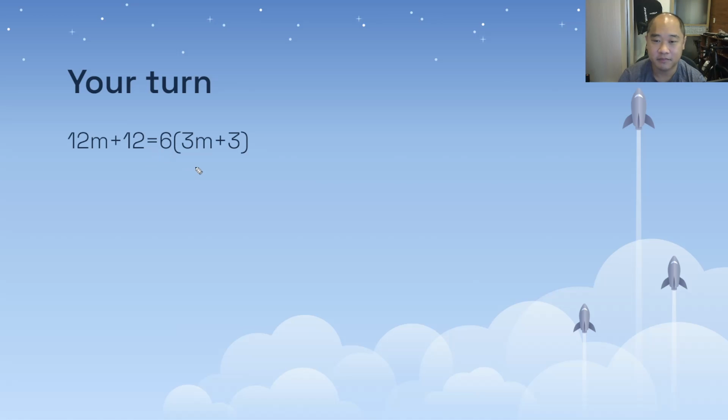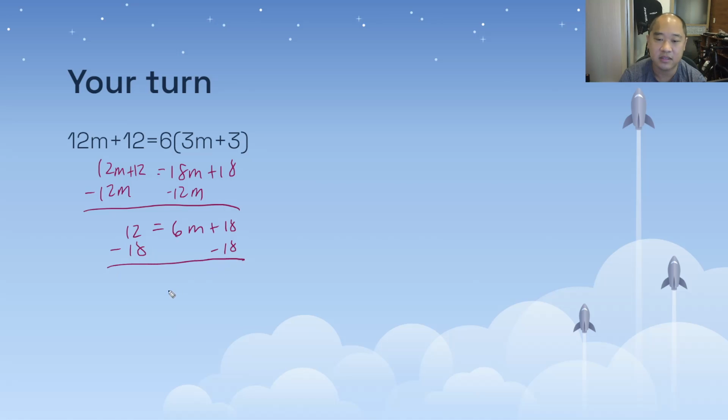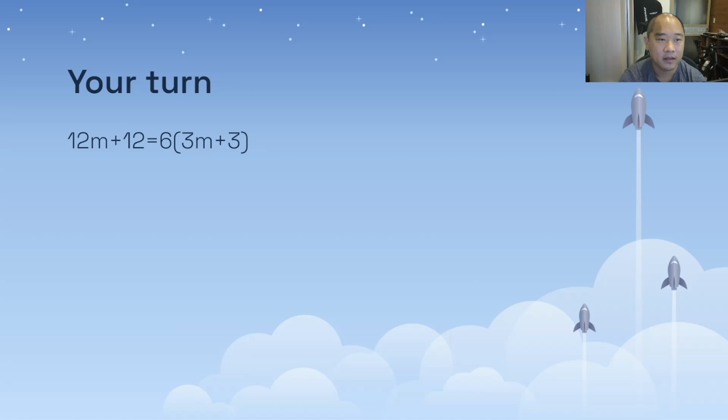Welcome back. All right, so first we'll distribute this to be 18m plus 18 equals 12m plus 12. Then we will subtract 12m from both sides and get 12 equals 6m plus 18. Subtract 18 on both sides and get negative 6 equals 6m. Divide by 6 on both sides. Negative 1 equals m. Hooray!